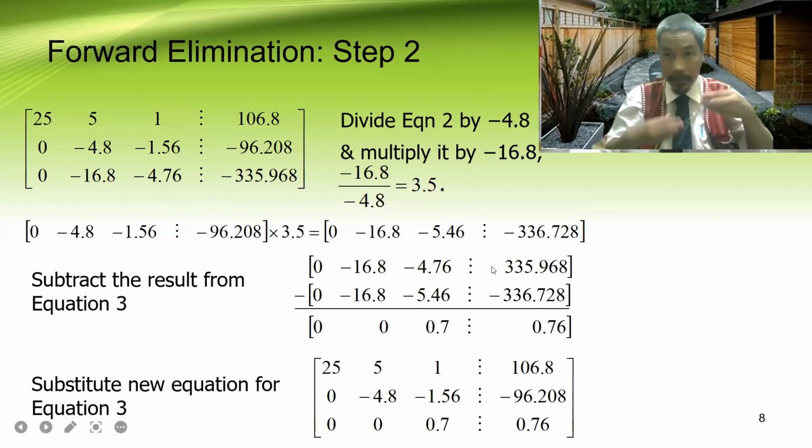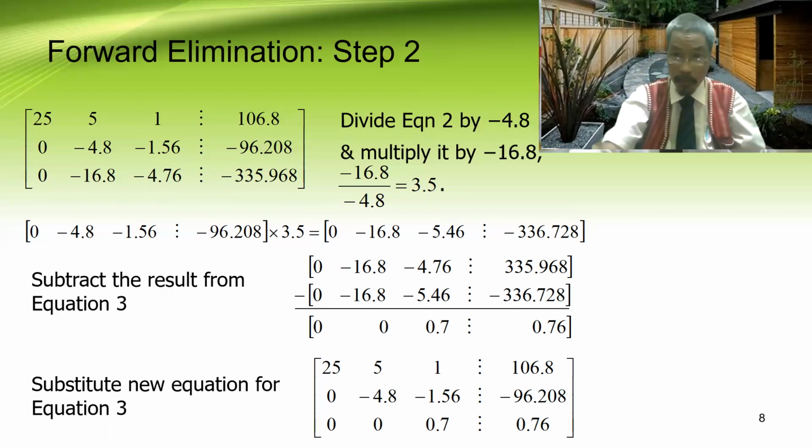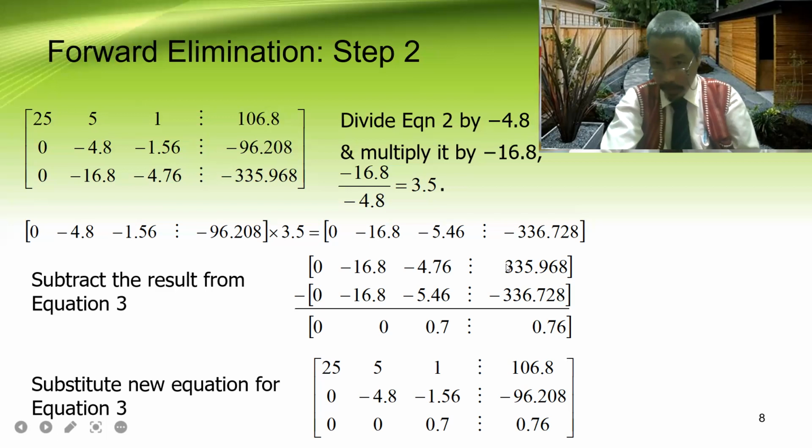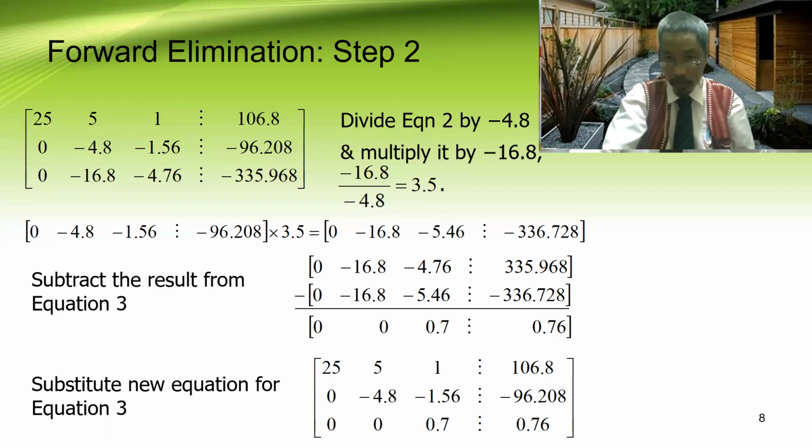If you made this typo error, your answer will be wrong because positive 335 minus will become plus. So 335 plus 336, that's a very big number. But if this is negative, negative plus, it will become subtraction. So this is positive, this is negative. So this will become what? Subtraction.